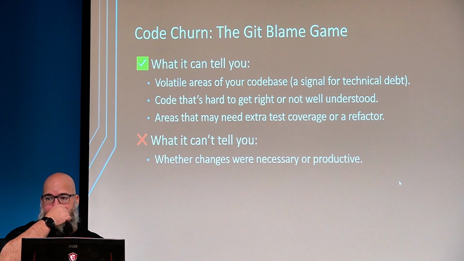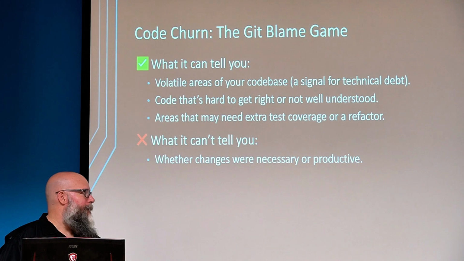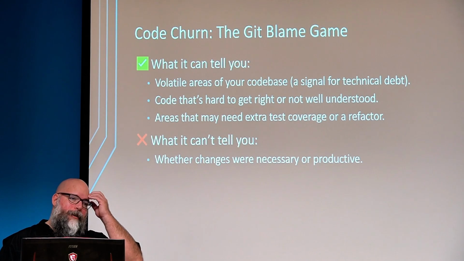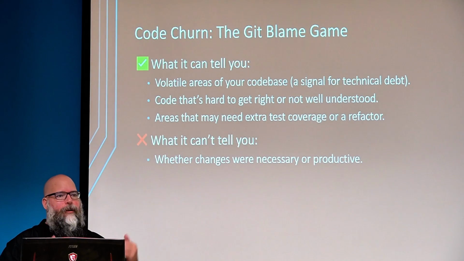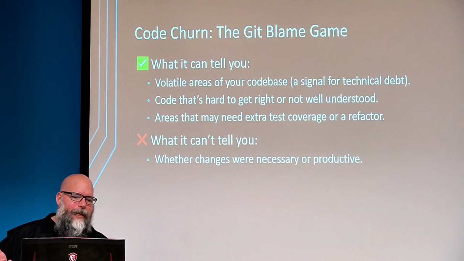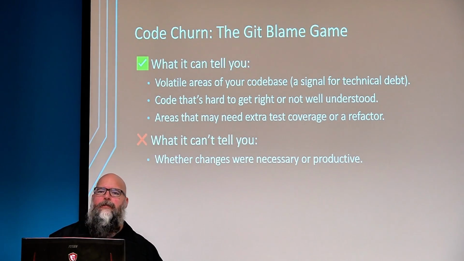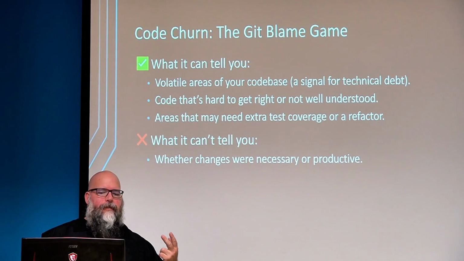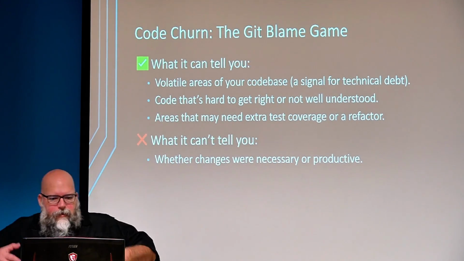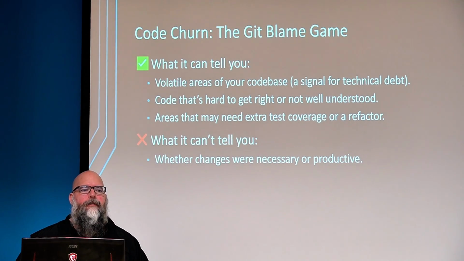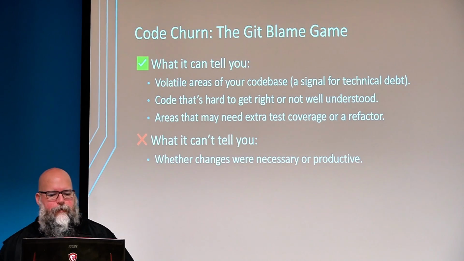It's not going to tell you whether changes were necessary or productive. You can see code churn in the case where, like some of these open source projects, people get on, pull the code base down, run a code formatter on it, and then check it in. So they're not actually changing the code, they're just reformatting it, but that's going to show up as additions and deletions to your code base. So that's going to look like your class is changing for a reason. But I'd argue just reformatting the code is not necessarily unnecessary or productive change.